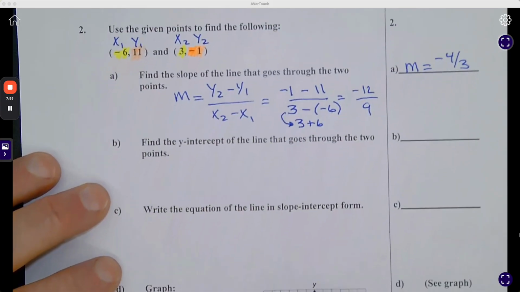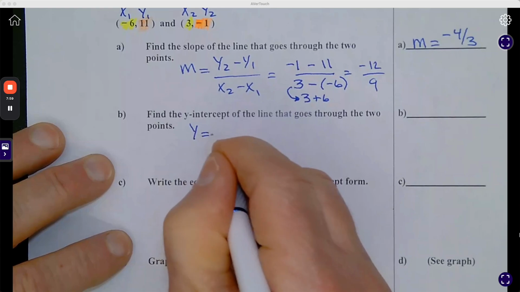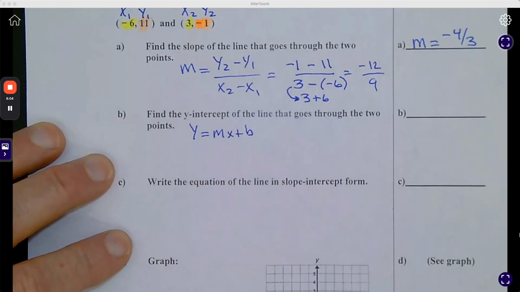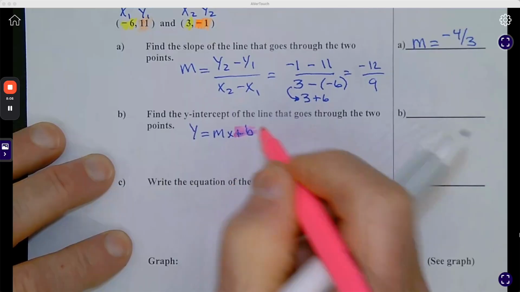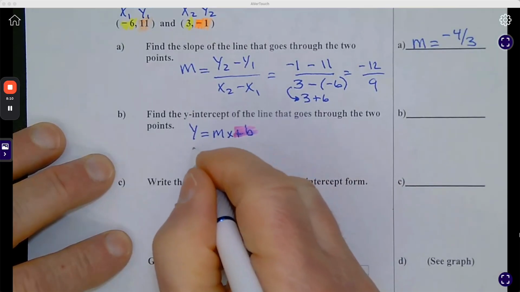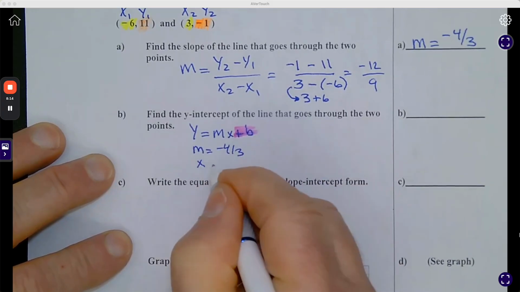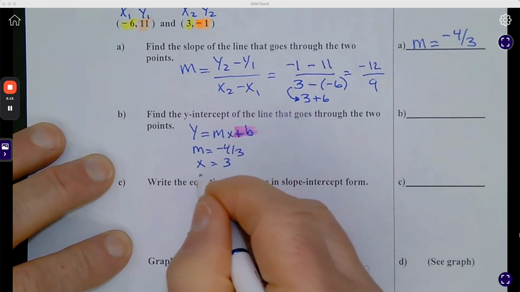All right, now we're going to do the y-intercept. The formula is y equals mx plus b. I got to identify the things I want to substitute. Remember your goal. Find the b. So I got to substitute in what I know. I know m. I know an x. I'm going to say 3, negative 1. And I know a y.